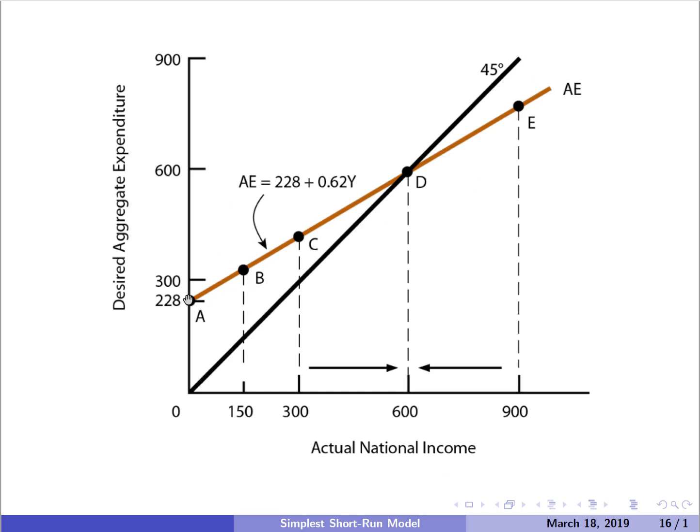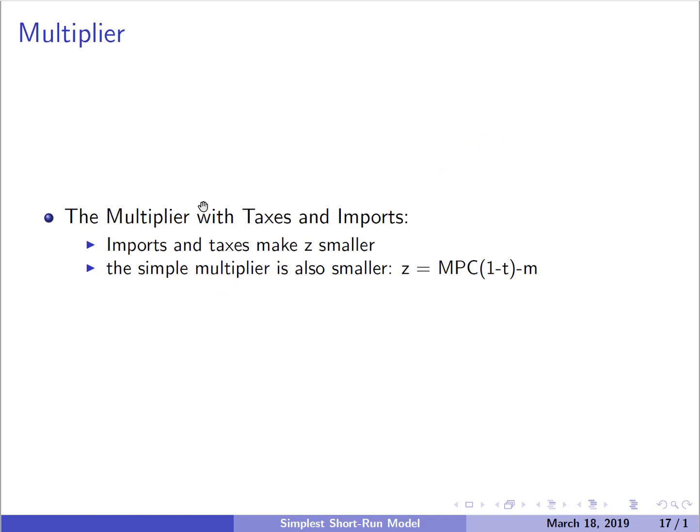So what happens when the intercept of our AE function goes up or down? What happens to our equilibrium national income? And what happens when we change the slope of this function? So what happens when we change something in Z? If you remember last time, we introduced this idea of the simple multiplier.